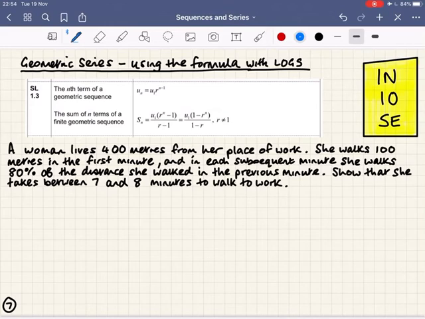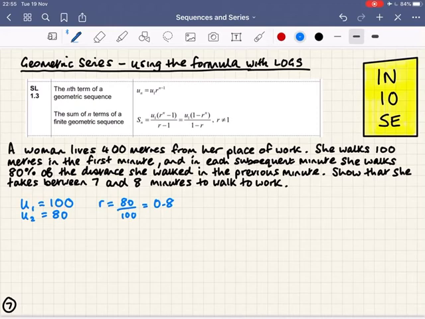Well, again, let's write down what we know. We know the first term, the first amount of distance that she walks, is 100 metres in the first minute. And in the second minute, she's going to walk 80% of the distance she walked. She's going to walk 80 metres. U2 is equal to 80. So that means my common ratio is 80 over 100, which is 0.8. In other words, 80% of the distance.